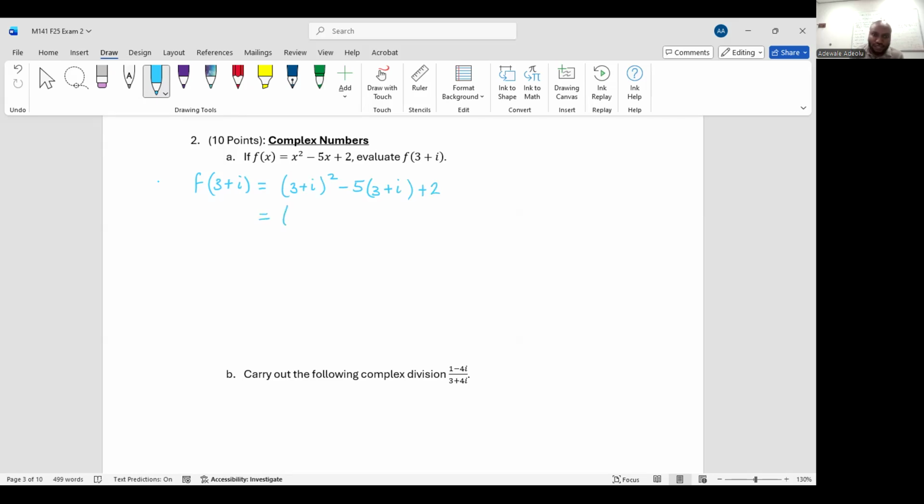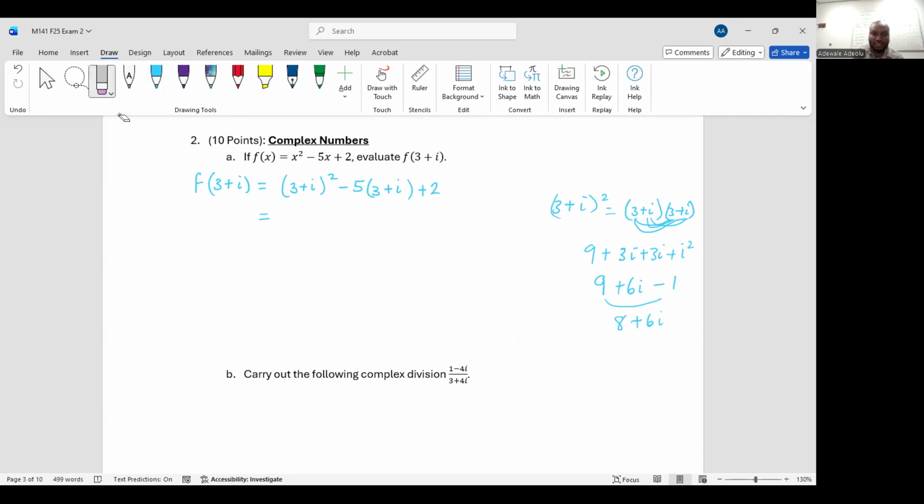If I expand this, remember (3 + i)² is the same thing as (3 + i) times (3 + i). So that is 3 times 3, 9. 3 times i, that is plus 3i, plus i times 3, that is plus 3i, plus i times i, that is plus i². So I have 9 + 6i. i² is minus 1. So 9 minus 1, 8 + 6i.